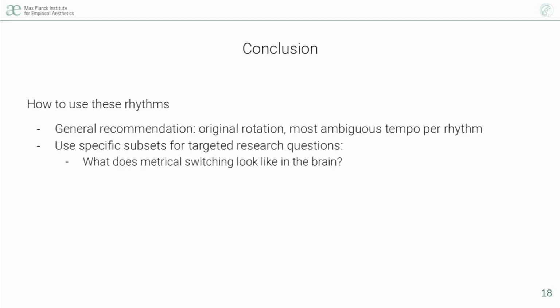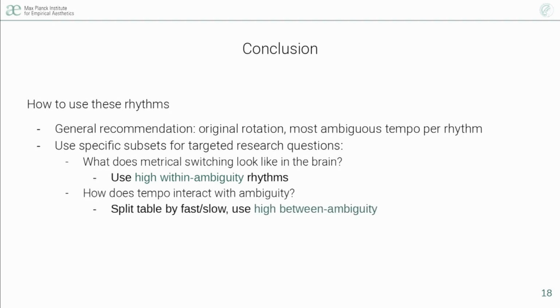So, for example, if you're interested in what metrical switching looks like in the brain, you can use high ambiguity rhythms. These are the ones where people change their minds, and then you can measure people's brains when they perceive it in 3 versus 4. Or if you want to look at a tempo interaction, you can split your rhythms by the ones that were ambiguous at fast and slow, and then use the between ambiguity rhythms.